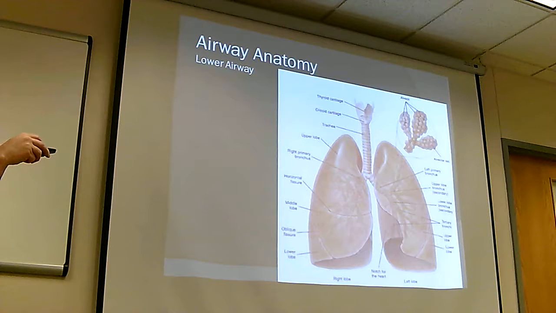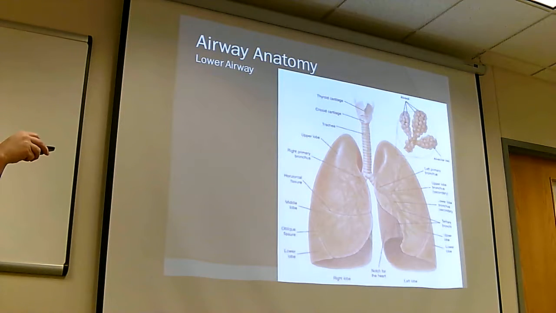So, right here are your vocal cords, right in here. Below that is the trachea. You can see all the tracheal rings going down to the carina, where the trachea splits into the right and left main bronchus. The rings that you see here are cartilaginous in the trachea. Once you hit the bronchus, those rings are muscular. They're smooth muscle. They're not cartilaginous.